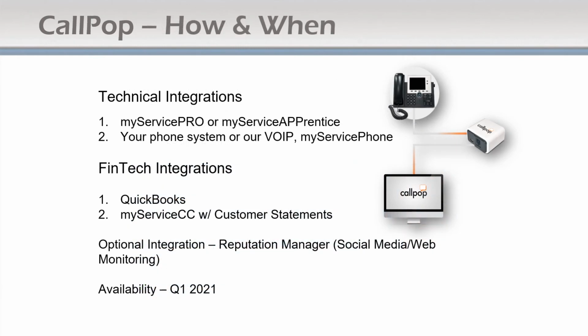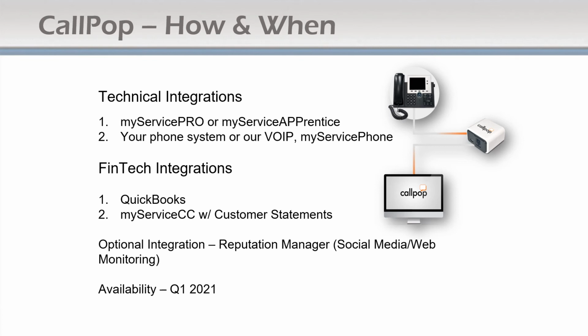So let me just review quickly how this gets started. There are basically two things that have to be done. One is the technical integration, and the second is the financial technology integration, fintech integration. On the technical integration, that's really on us, and we're in the process now of doing the integrations of myServicePRO and APPrentice to Callpop, as well as to QuickBooks. The second part is a joint process of integrating your phone system or your voice over IP system to Callpop.